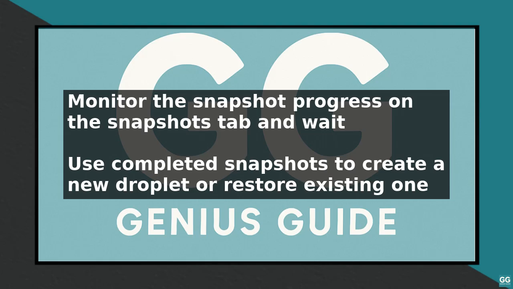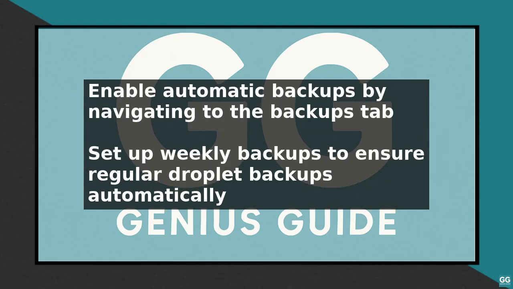previous state. In addition to taking snapshots, you can also enable automatic backups for your droplet. To do this, navigate to the Settings tab on the Droplet Details page, and click on the Backups tab. Here you can enable weekly backups, which will automatically take a snapshot of your droplet every week.